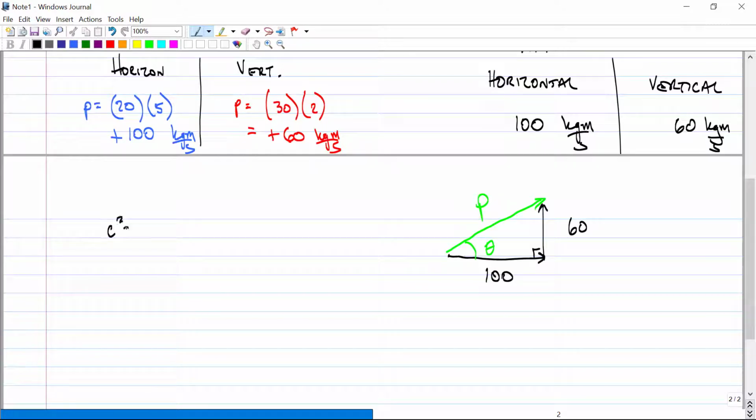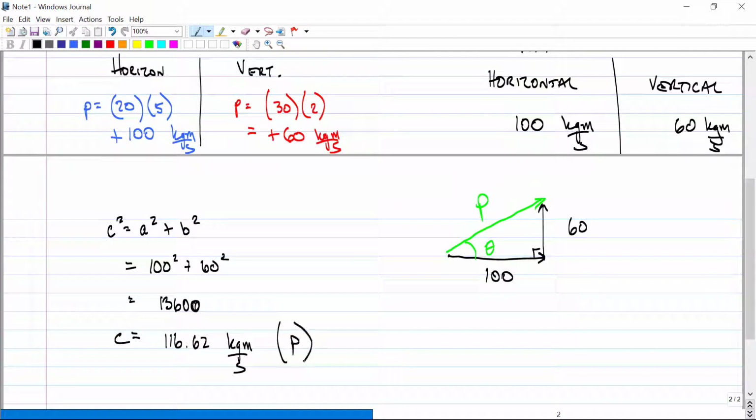Here we go. Let's do some calculations. So this is a triangle. It's going to be using a Pythagorean. So a squared plus b squared equals c squared. 100 squared plus 60 squared is going to equal 13,600 kilogram meters per second. That's going to be c squared. And when I square root that, c is going to equal 116.62 kilogram meters per second. That is my p. So this now has become 116.62.